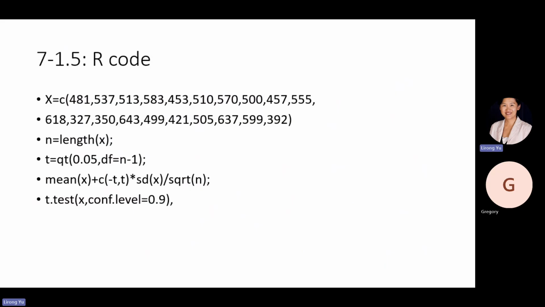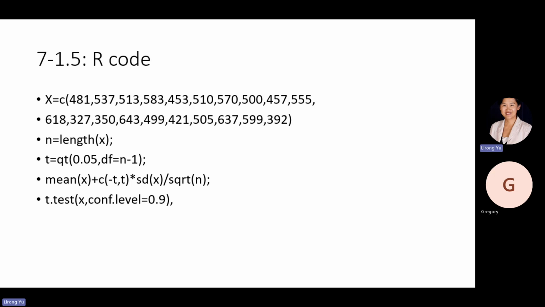And then we can calculate the interval. The calculation goes: mean of this data set plus or minus, we go negative t, positive t, times the standard deviation of your own data set divided by the square root of the sample size. I'm using n to represent sample size and already have a value for it.